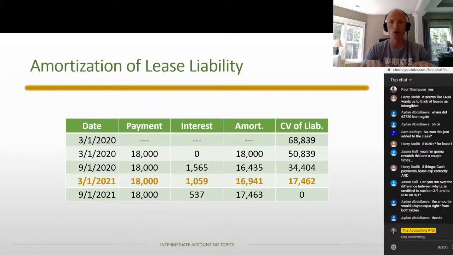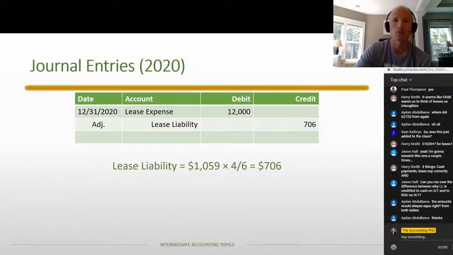And so we have to focus on that row and ask, how much of that row occurs in 2020? 4 months: September, October, November, December. 4 months occur in 2020, and the remaining 2 months occur in 2021. So it's 4/6 and 2/6. Let's use that information to think about what we need to do.